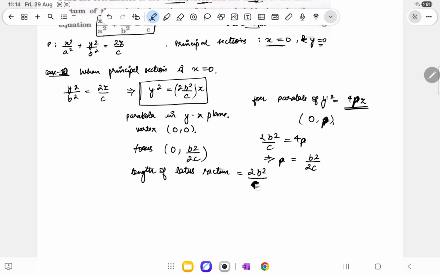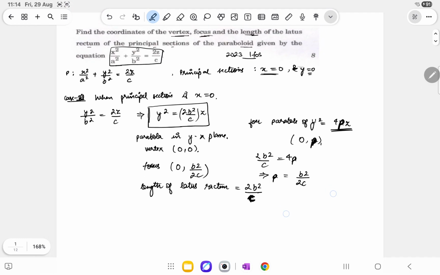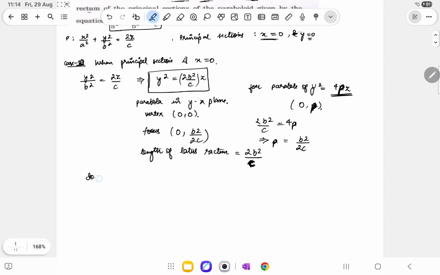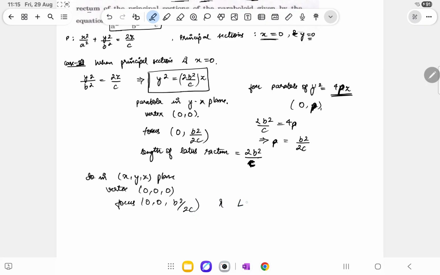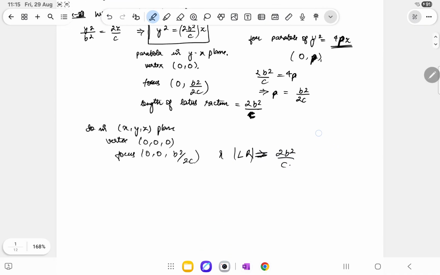But we are supposed to find all these for this principal section when x equals 0, so in x, y, z space, the vertex will be 0, 0, 0. Focus is 0, 0, b square by 2c, and latus rectum I am representing by LR. The length of latus rectum is 2b square by c.